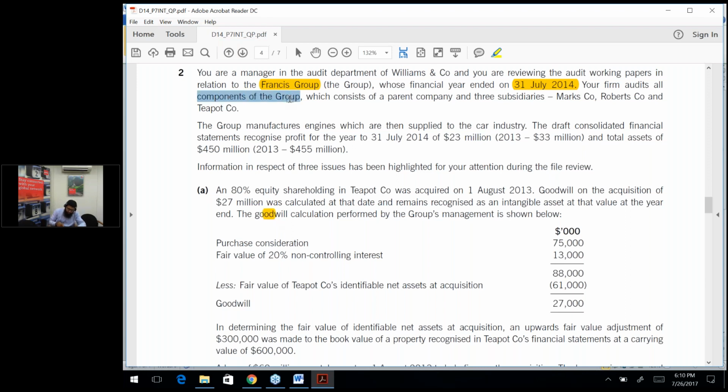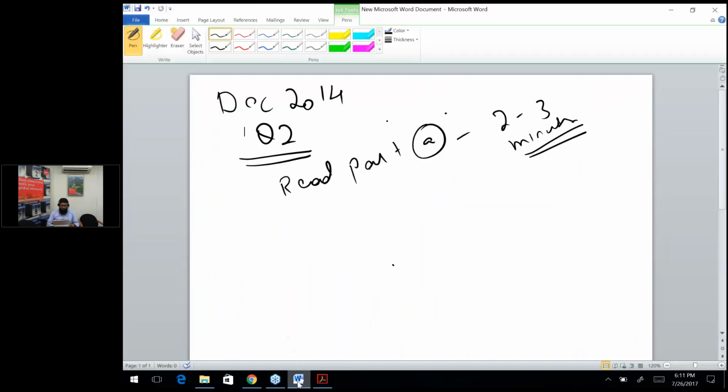I am going to explain this. What do we mean by all components of the group? The group consists of a parent company and three subsidiaries, Marks, Roberts, and Teapot. The group manufactures engines which are then supplied to the car industry. The draft consolidated statement of financial position recognized profit and loss of 23, total assets of 450, and last year it was 455 million.